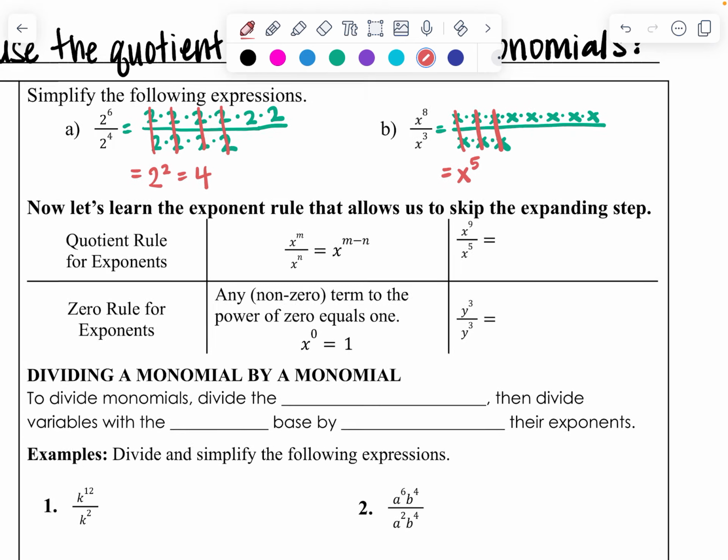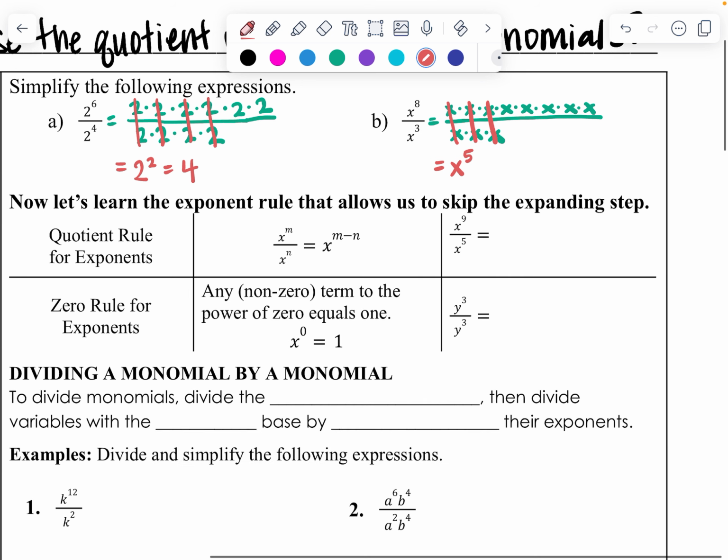So if you remember the exponent rule for multiplying, when we were multiplying exponents, we added them together. So when we're dividing, we're going to subtract. So the rule is x to the power of m divided by x to the power of n equals x to the power of m minus n.